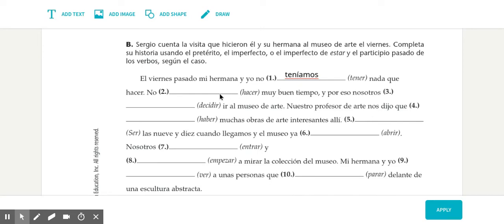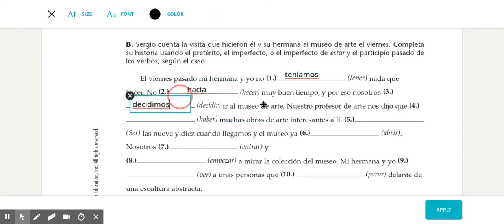Muy buen tiempo. So we're talking about the weather. So when you're describing the weather, you want to use the imperfect. No hacía muy buen tiempo. Y por eso nosotros, therefore, we decided. So here I would just use the regular preterite. Decidimos.